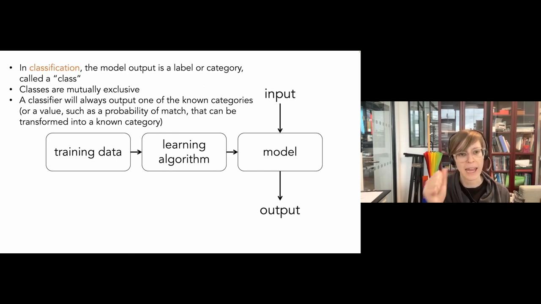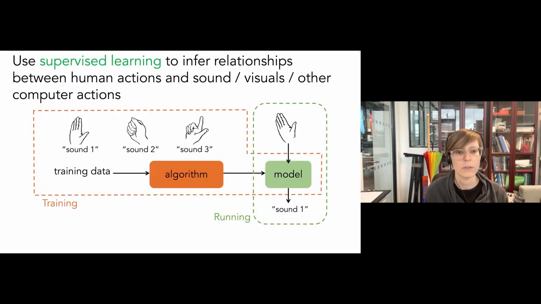So in my hand sound example, there's not a situation where I would say, well, I want to play both sound one and sound two, right? I'd have to write that into my sound making code instead. The model doesn't have a sense of like, oh, it's both of these things at once. Also, a classifier is always going to output one of the known categories. So if I have a training set and I have sound one, sound two, sound three as my three possible outputs, it's never going to give me a sound that it hasn't seen before.